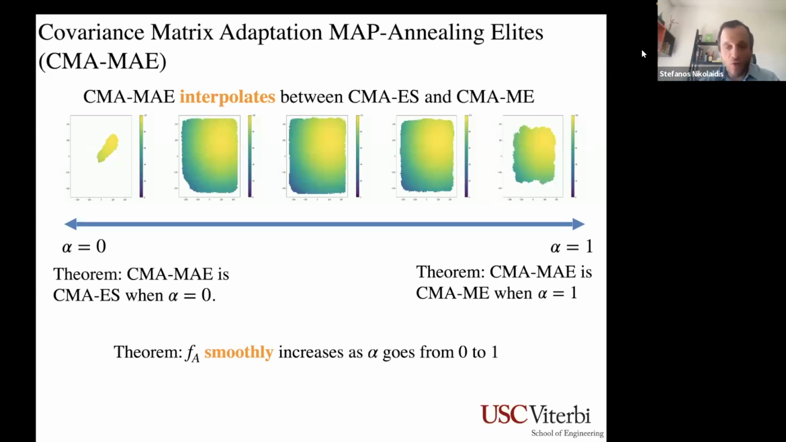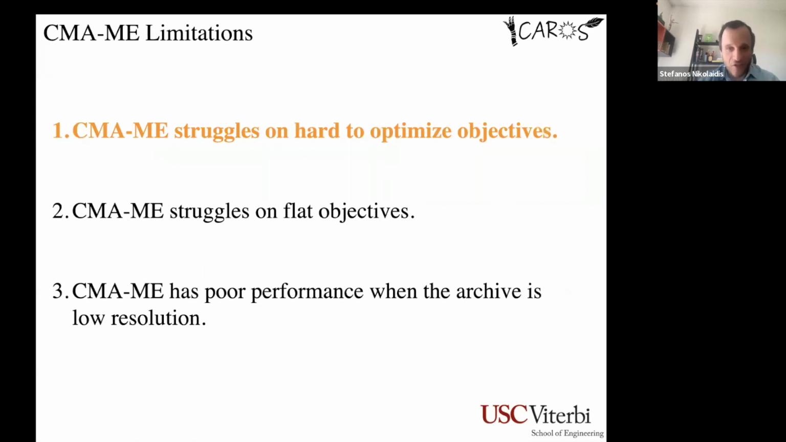And therefore, by introducing this annealing rate, we come up with a new algorithm named covariance matrix adaptation annealing elites. And what happens then is that if there is an objective that is hard to optimize, we can decrease that learning rate and make the algorithm explore the archive less, and instead try to optimize for high-performing solutions, try to improve the objective. So that addresses the first limitation.